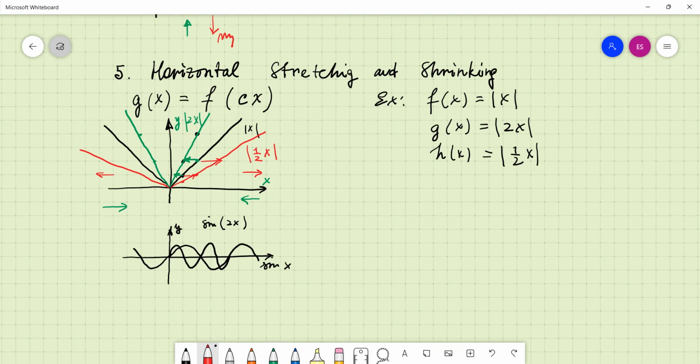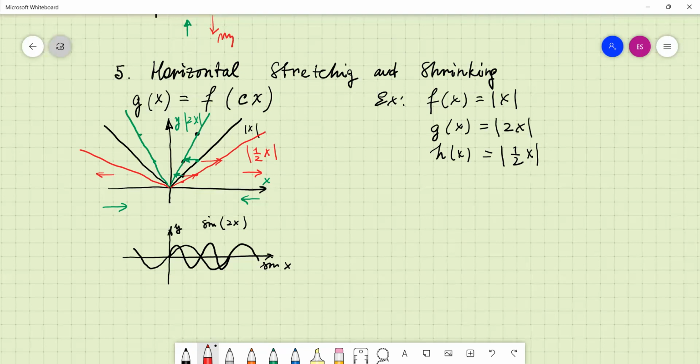Okay, guys, that's all about transformations. Normally, I would suggest you memorize vertical and horizontal shifts and reflections. Stretching and shrinking is a little bit harder to memorize. So my suggestion: just look at how the points are going to change.